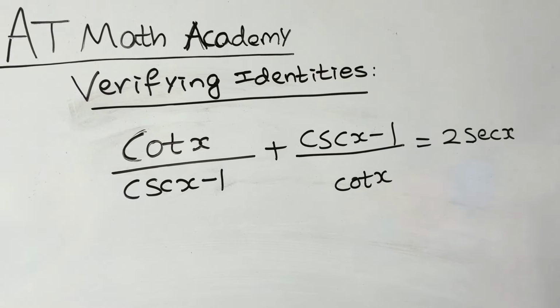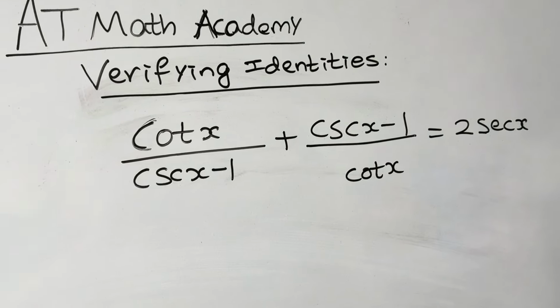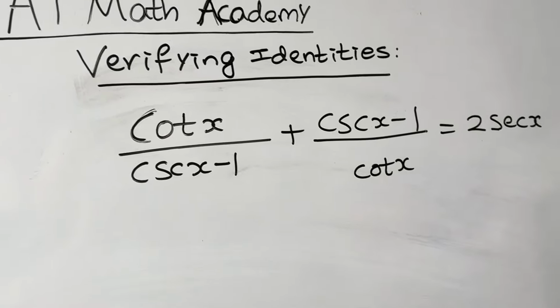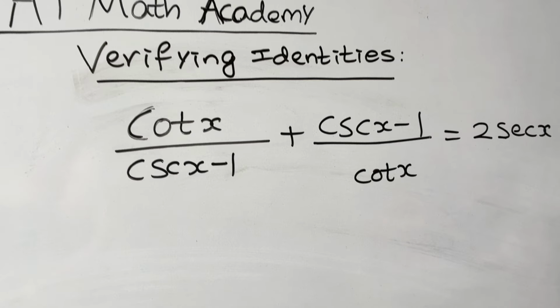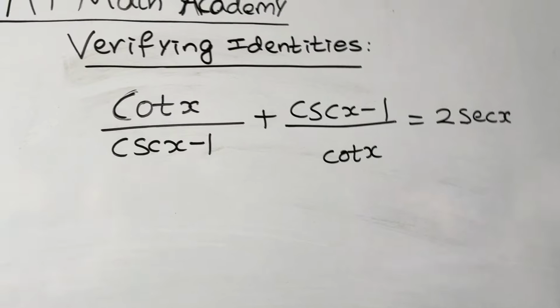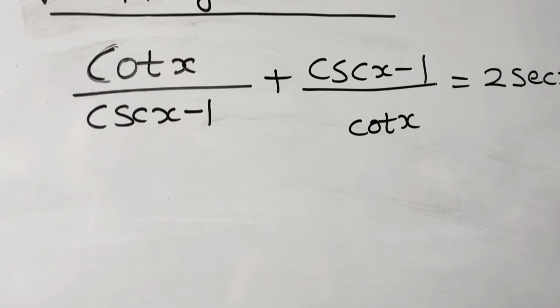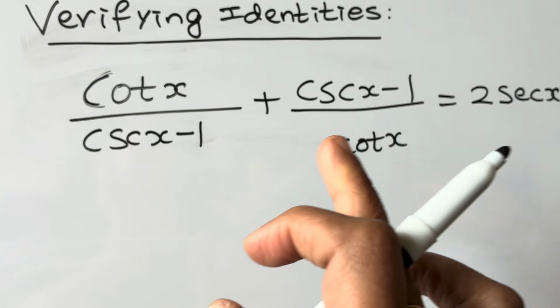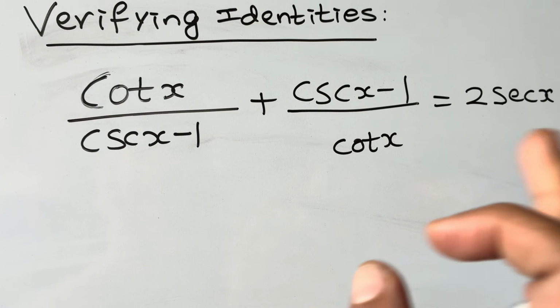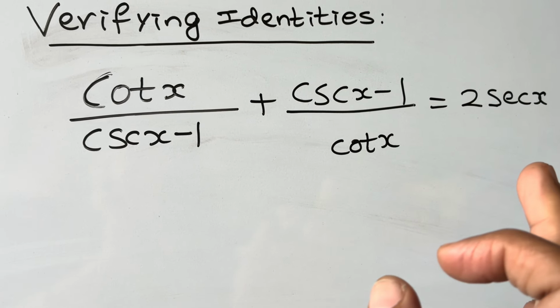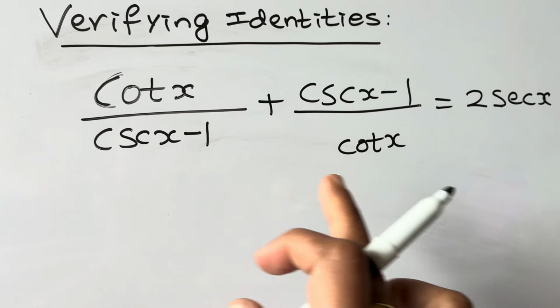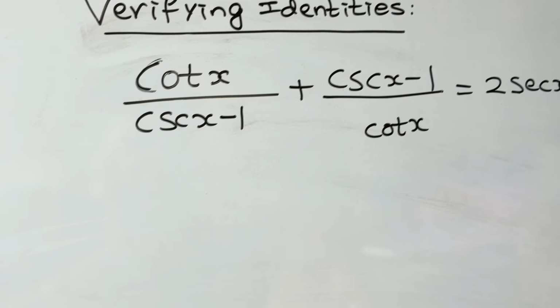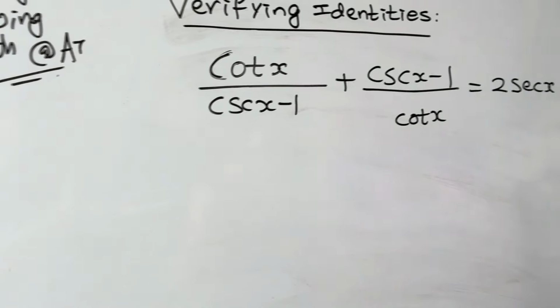In my earlier videos, I have shown you how to prove the trigonometric identities, and going forward, we are going to verify these trigonometric identities in these problems. So here is the problem: cot x over cosecant x minus 1 plus cosecant x minus 1 over cot x is equal to 2 times secant x. So here I'm going to take the left hand side of the equation and I'm going to prove it. So let's start doing it.